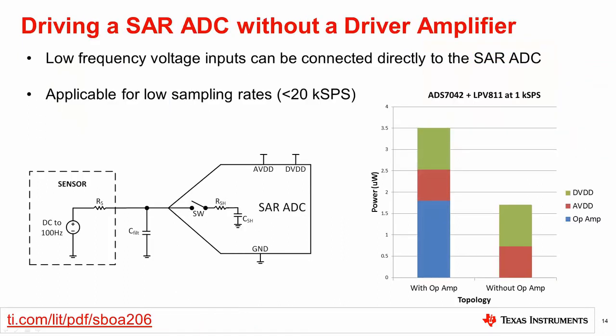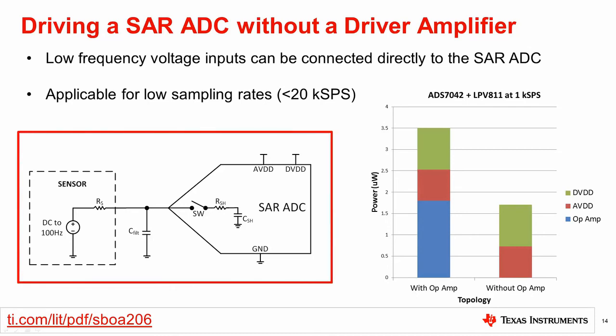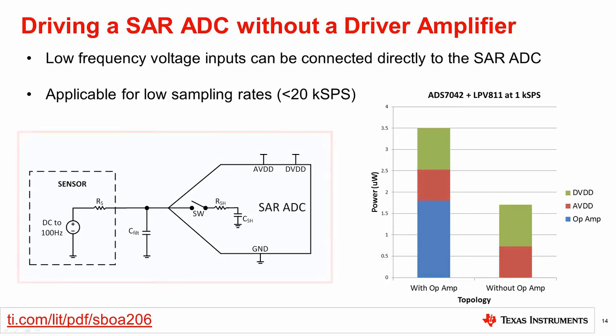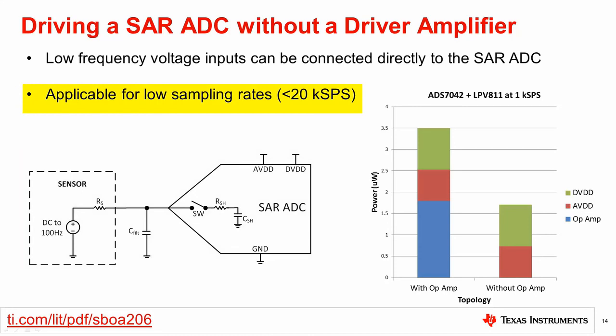While most applications require a front-end driver for the SAR ADC, in some cases the circuit can be designed without the driver. This applies to low-frequency voltage inputs that the user can connect directly to the input of the SAR ADC, as shown in the schematics on the left. This topology is effective only for low sampling rates, and there is a TI tech note showing a specific example of this topology with accurate measurements for 20 kilosamples per second and lower. The link for this is shown at the bottom of the slide.